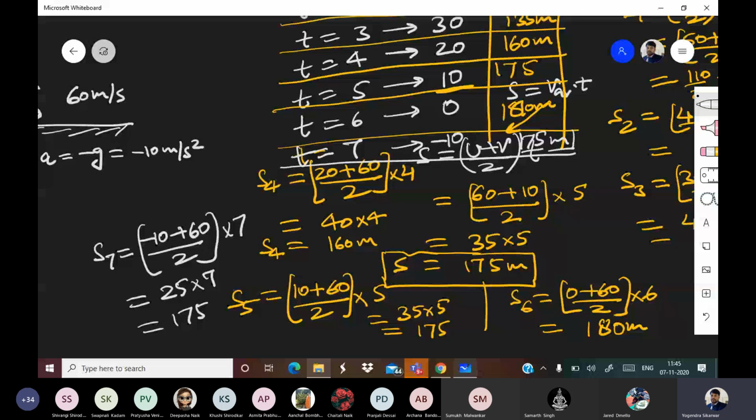Okay, draw the diagram for this question. Mention those points 1, 2, 3, 4, 5, 6, 7, 8, 9, 10, 11, 12 seconds, and then see what is happening at what point.